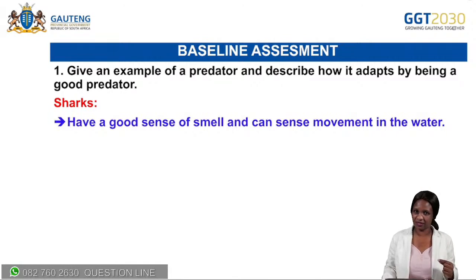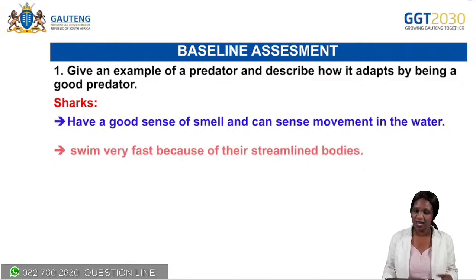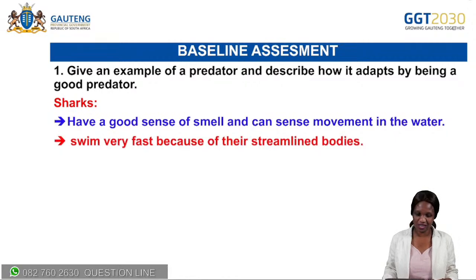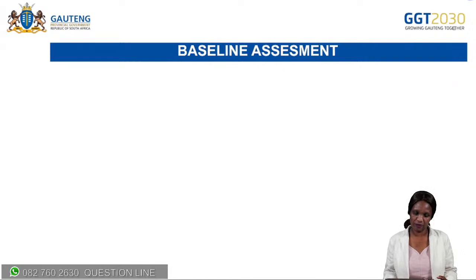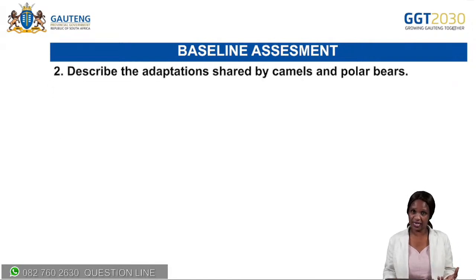We've got sharks. Sharks are predators. They are carnivores. Do you get that? And then sharks have got a good sense of smell, right? And they can sense movement in water. And they can swim very fast because of their streamlined bodies. That's a predator. Okay. And then question number 2 says, describe the adaptations shared by camels and polar bears.